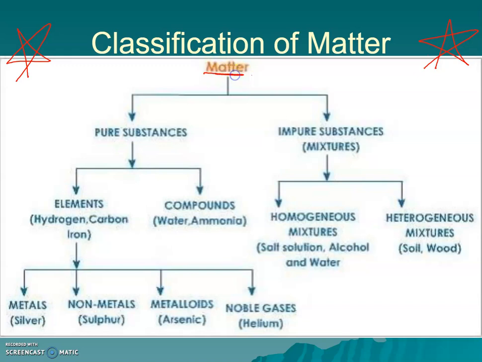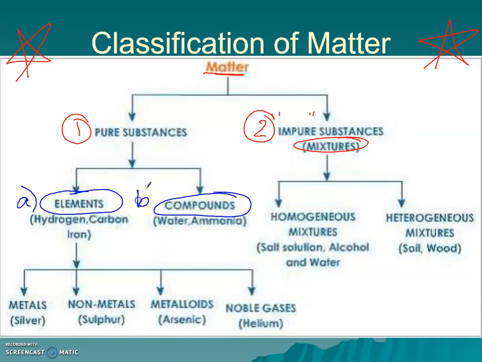Okay, matter is broken up into two things. It's broken up into pure substances and impure substances or mixtures. Impure is just them being snobby and scientific. Your pure substances are either going to be elements or compounds. Our elements are found on the periodic table, and they are broken up further into metals, nonmetals, metalloids, and our noble gases. So we're going to study this part first half of the year.